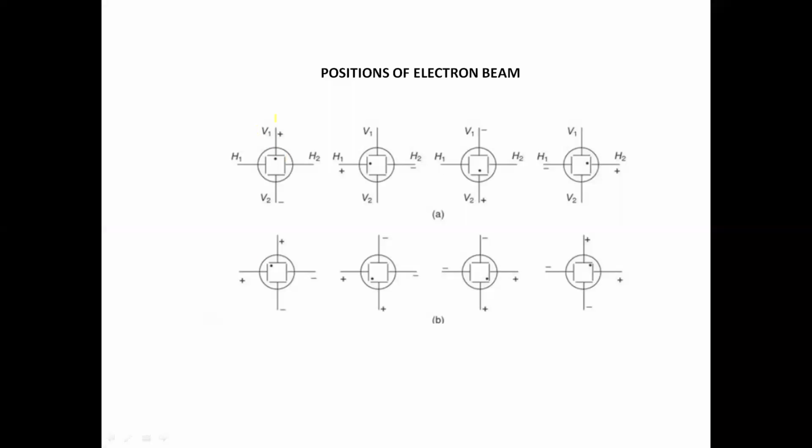So this is the vertical plate. In the deflection system, vertical deflection system and horizontal deflection plates, as I said, there are 2 vertical plates, V1 and V2, and 2 horizontal plates, H1 and H2. Okay, so if the vertical plate V1 is given the positive voltage and V2 is given the negative voltage.